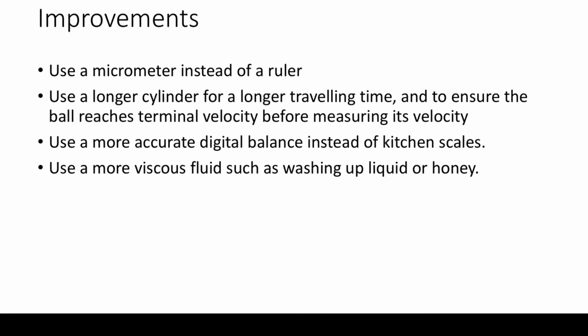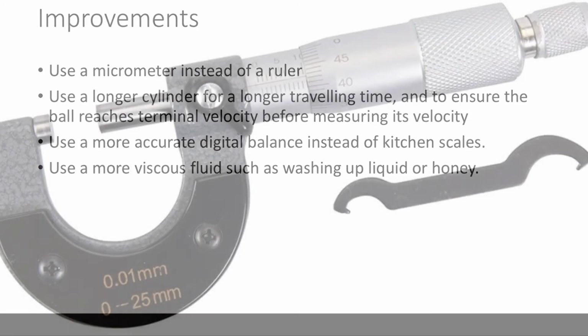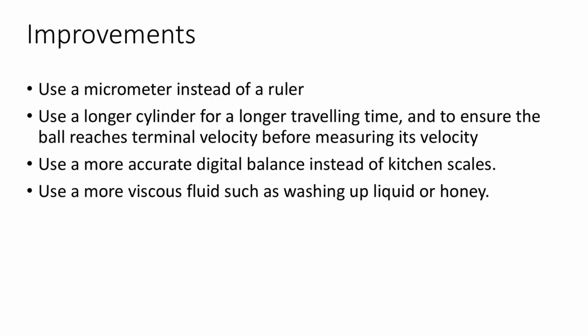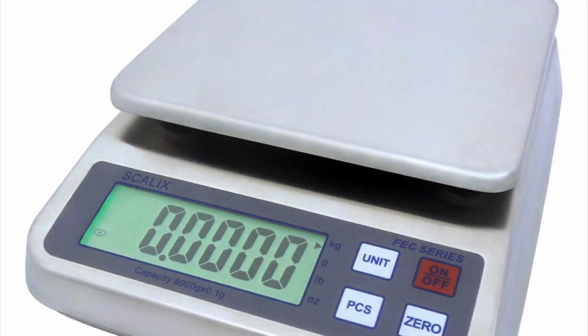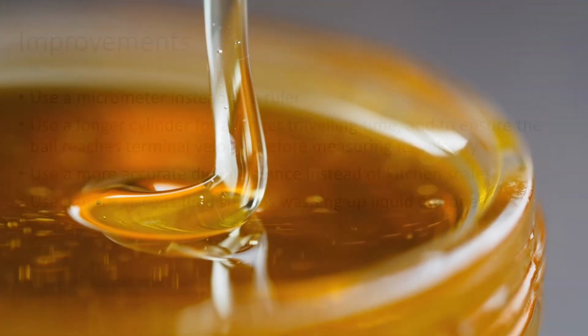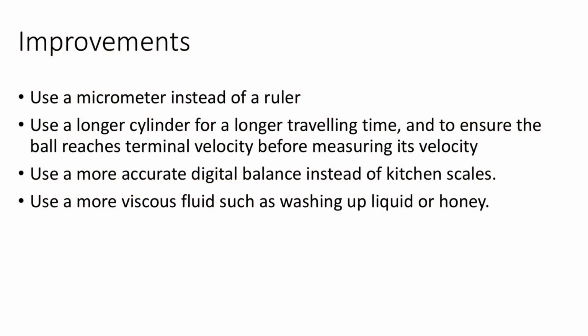To improve the accuracy of the experiment, I could use a micrometer instead of a ruler to measure the diameter of the ball bearing. I could also use a longer cylinder so the tapes are further apart, so the ball takes a greater time travelling between the 2 tapes. This could also allow me to have a longer distance between the top of the fluid and the first tape, ensuring the ball reaches its terminal velocity before measuring its velocity. I could also use a digital balance instead of kitchen scales to get a more accurate value of mass. Finally, I could use a more viscous fluid such as honey or washing up liquid, so the ball takes a longer time travelling between the 2 tapes.